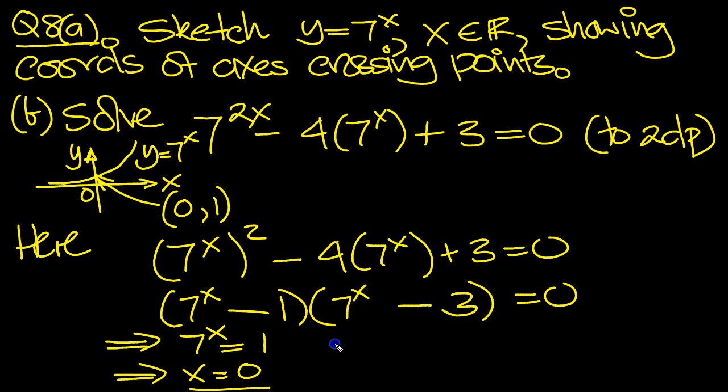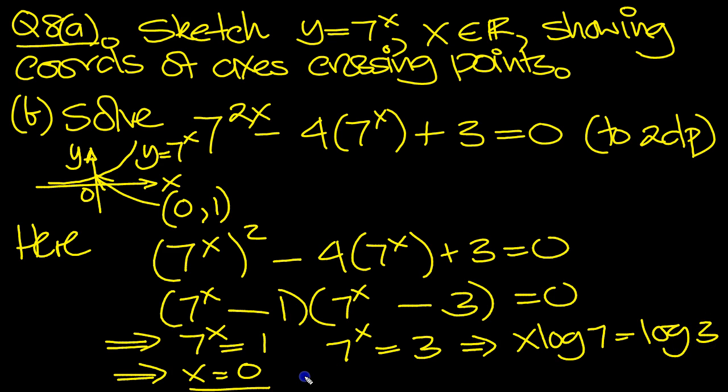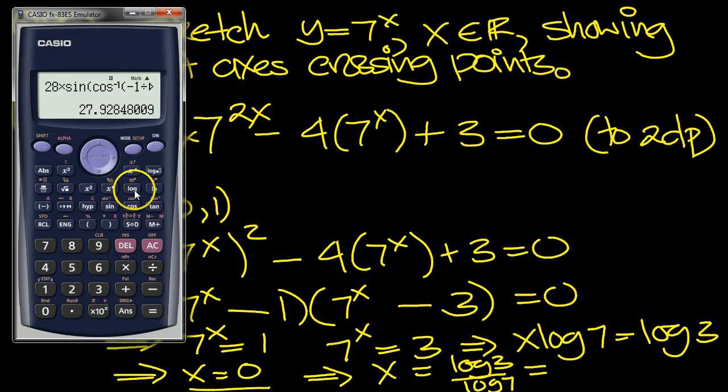And the other one tells us that 7 to the x is equal to 3, isn't it? Now we'll take logs. So log of this side is x log 7 is equal to log 3. So that tells us then that x is equal to log 3 divided by log 7. We can type that in a calculator. So it's log 3 divided by log 7 equals, now we're working to 2dp where appropriate, 0.56, isn't it? 0.56.